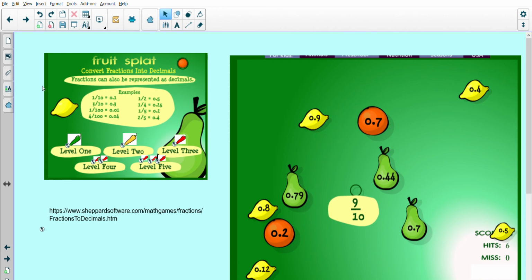Right, today your activity is, well, you've got something on Purple Mash, but as well, I want you to go on Fruit Splat. The link's here, and I'm also going to put it, as always, in the YouTube video in the comment section. So, level 1 is quite easy. You're just thinking about tenths. Level 2, getting slightly more challenging. You're thinking about tenths and hundredths. And from level 3, 4 and 5, you're going to have to do some converting.